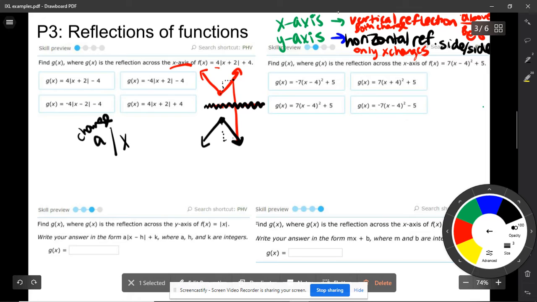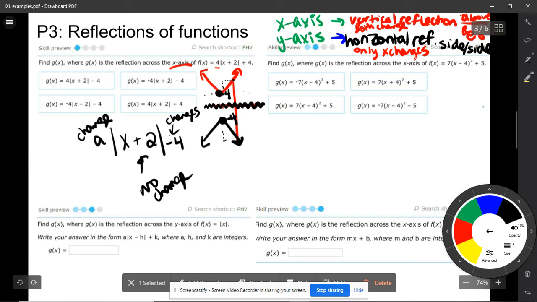And I did not shift left or right at all. So my H inside stays exactly the way it is. It does not change. However, my K value was positive 4, but down here it's negative 4. So my y value changes signs. All right, so it was positive, now it becomes negative 4.